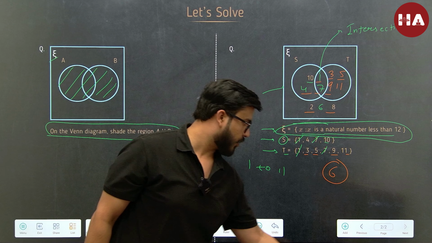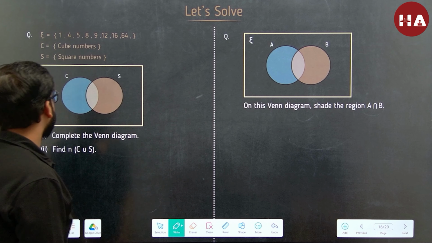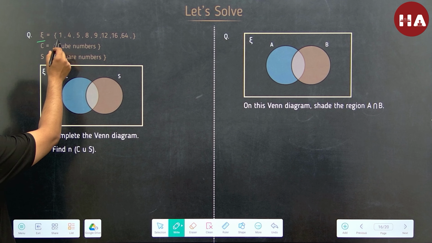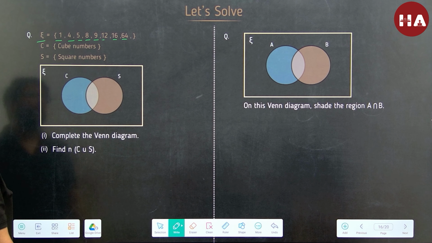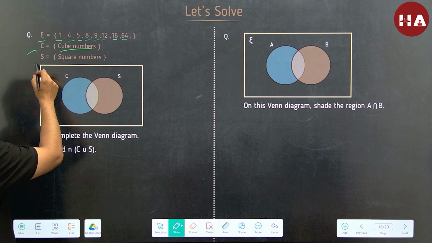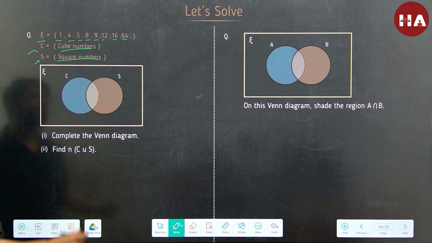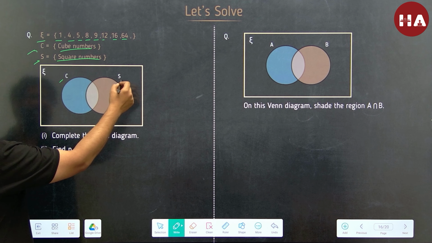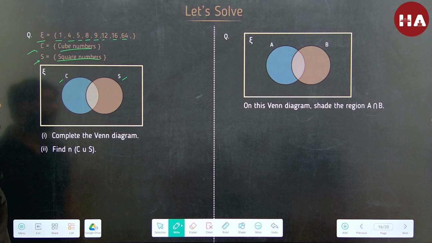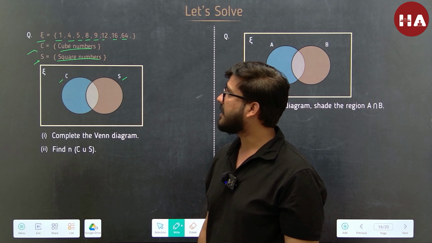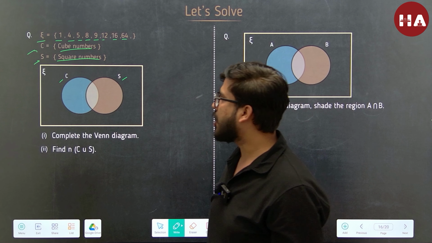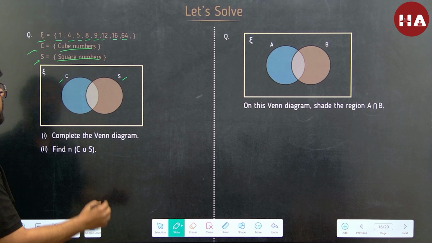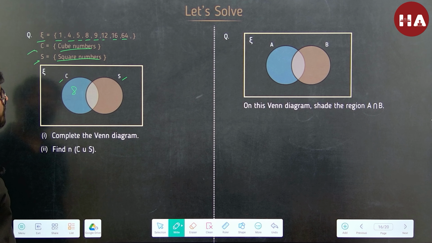Okay students, moving forward. So the universal set is given as 1, 4, 5, 8, 9, 12, 60 and 64. C is the set of cube numbers and S is the set of square numbers. So I have to arrange these in the given sets. You have to classify them as numbers which come under the category of cubes and squares. So cube numbers, as I can see here, only 8 is the cube number.